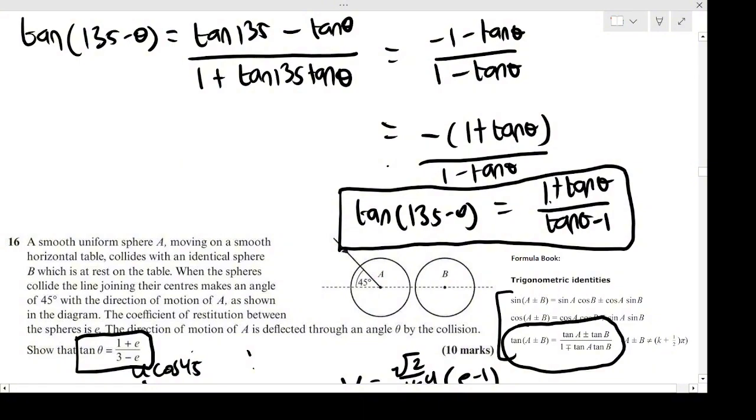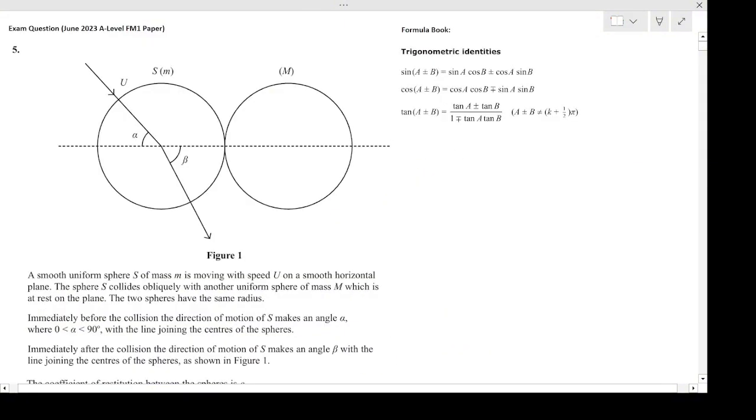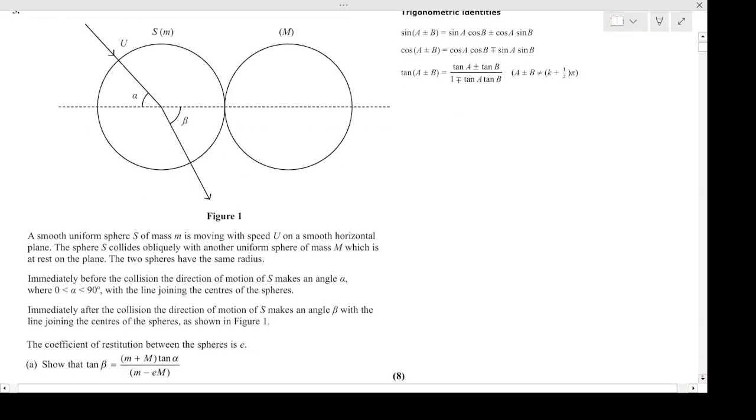But there we are. Okay, so we've got this exam question here. Again, I'm not going to read the block of text. We're given the diagram here, right? But we need to show this expression for tan beta. It looks very ugly. But again, we're just going to do the normal process. Then hopefully we arrive at that, right?